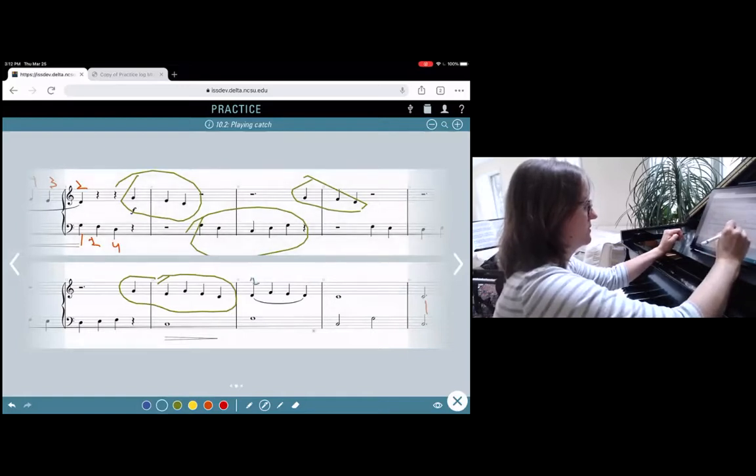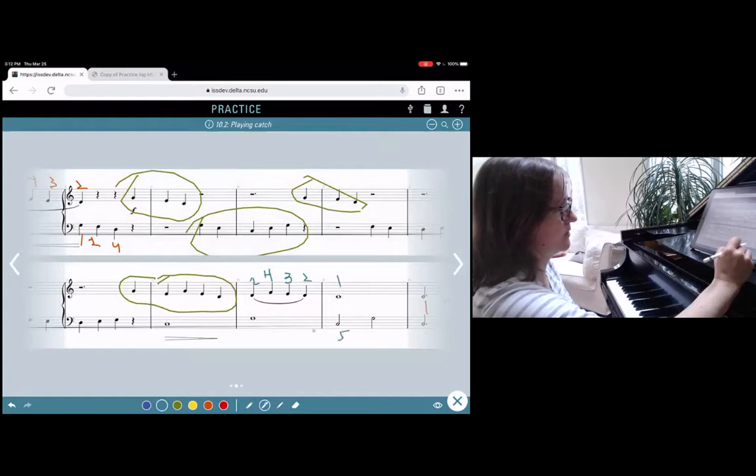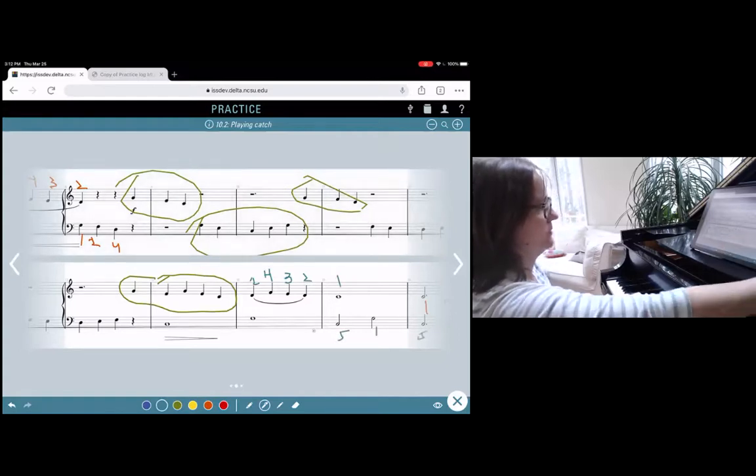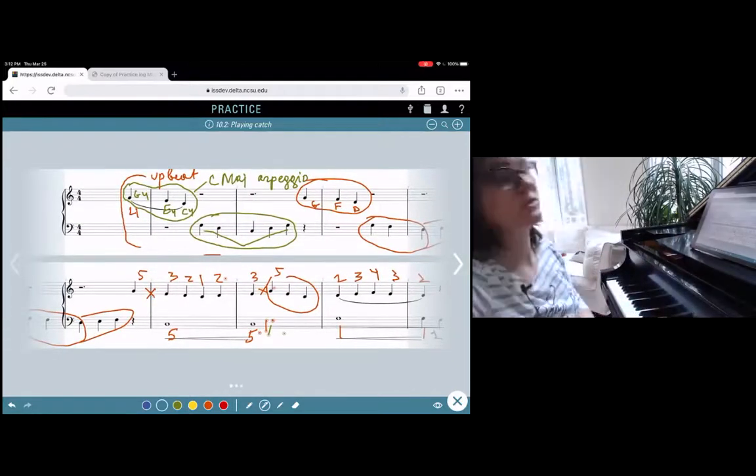So descending 2, 4, 3, 2, and 1. And then the left hand will play an interval of a fifth, 5, 1, 5, up and down. So I'll play it once, and then I will let you work on it.